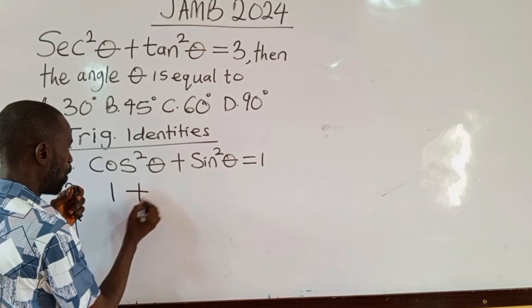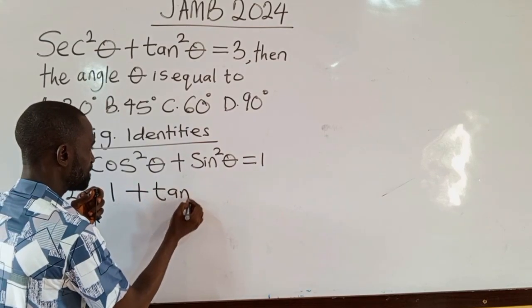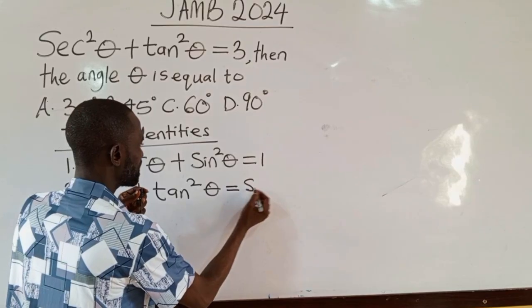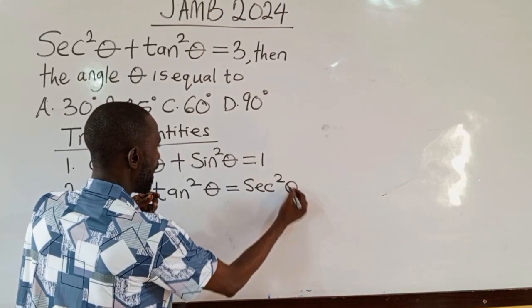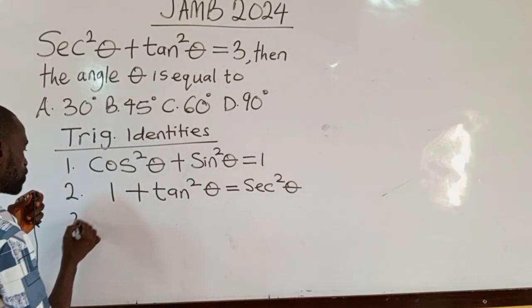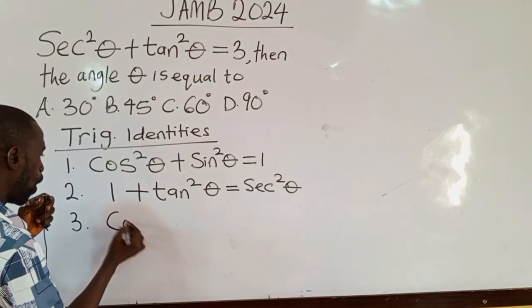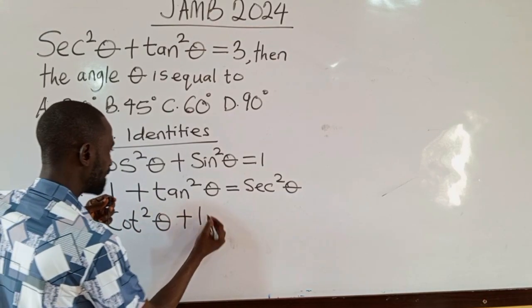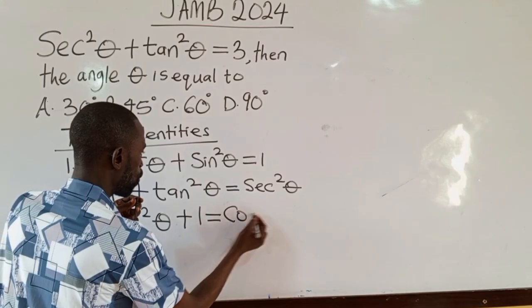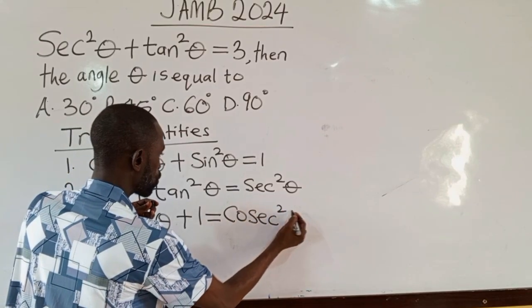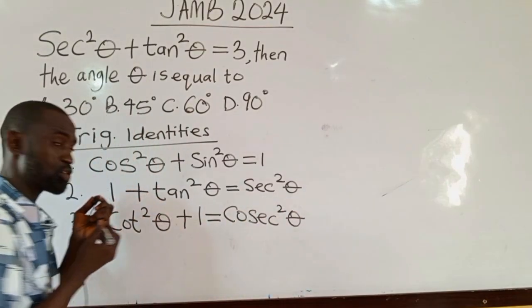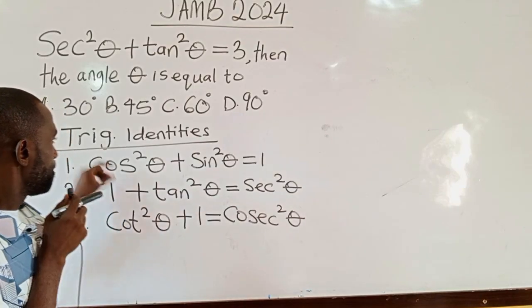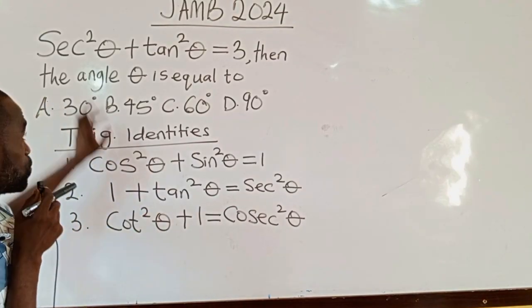1 plus tan²θ equals sec²θ. And we have the third one, cot²θ plus 1 equals cosec²θ. So we're going to use a suitable trig identity to solve this question.